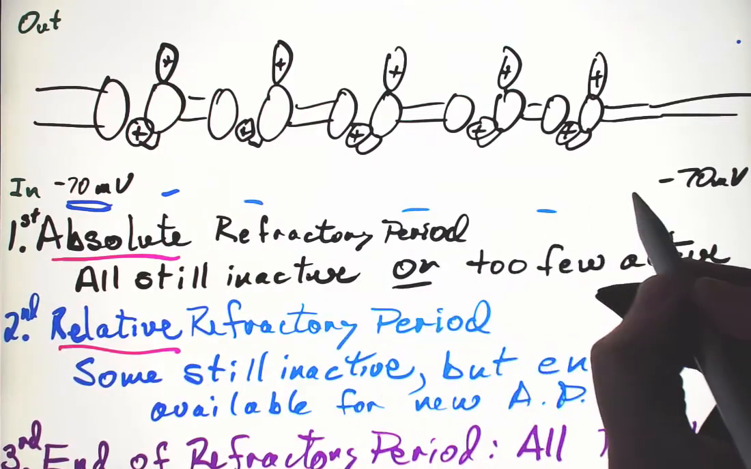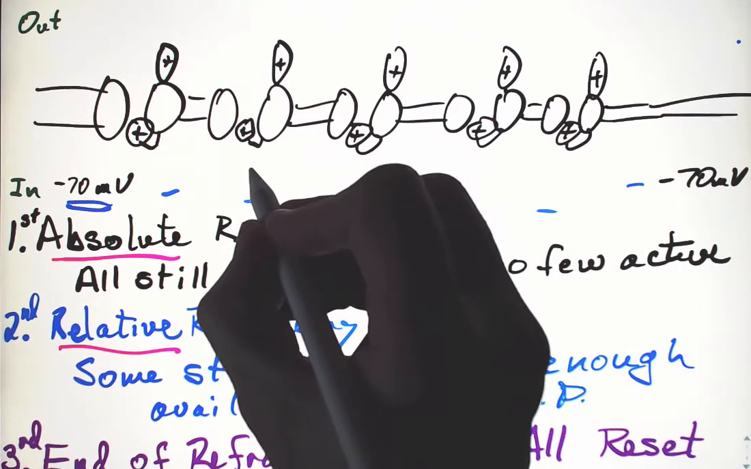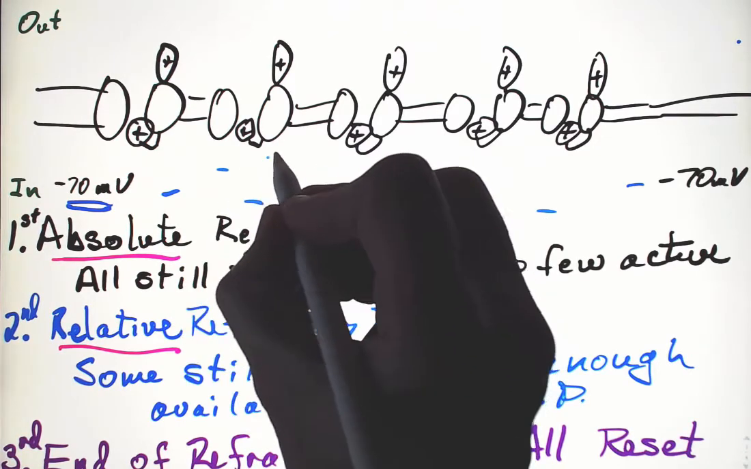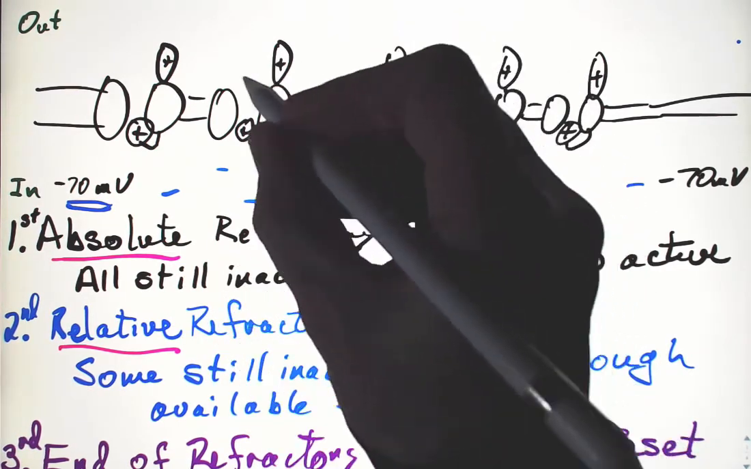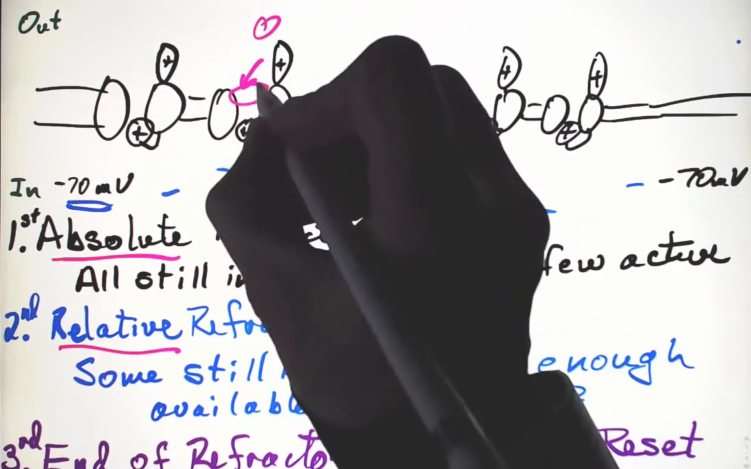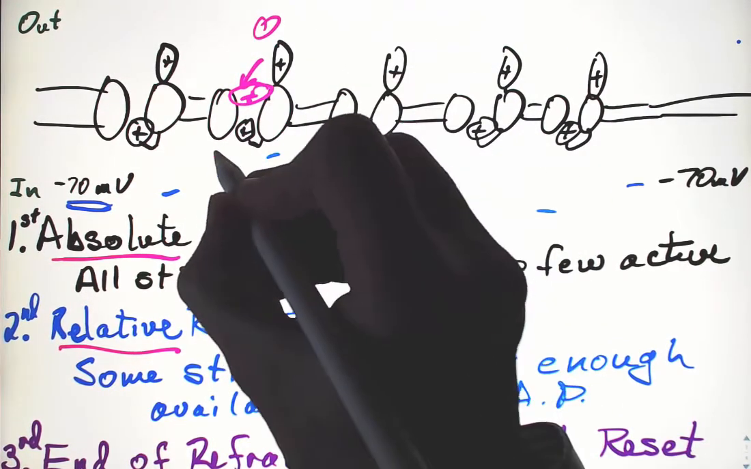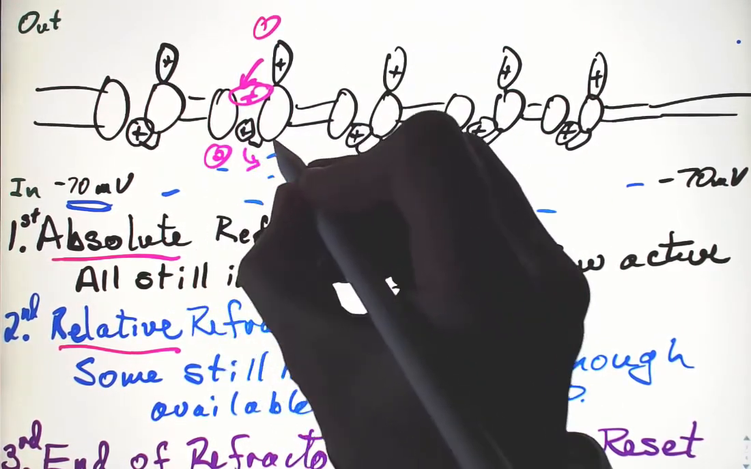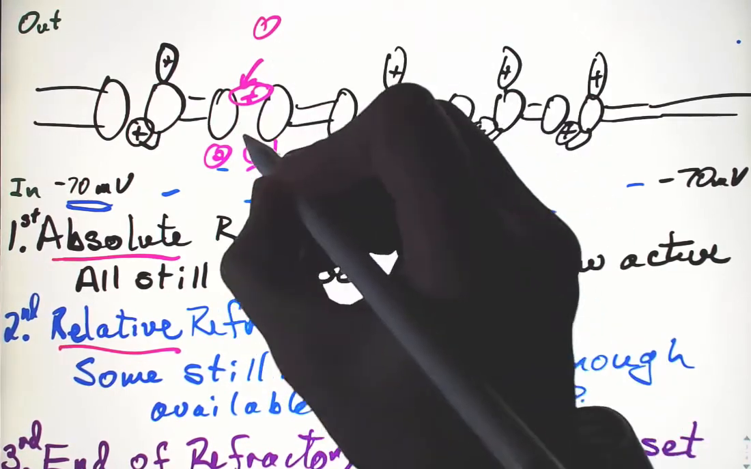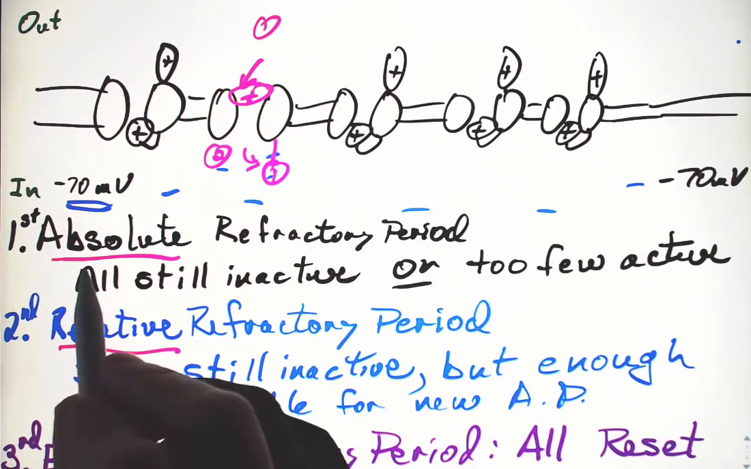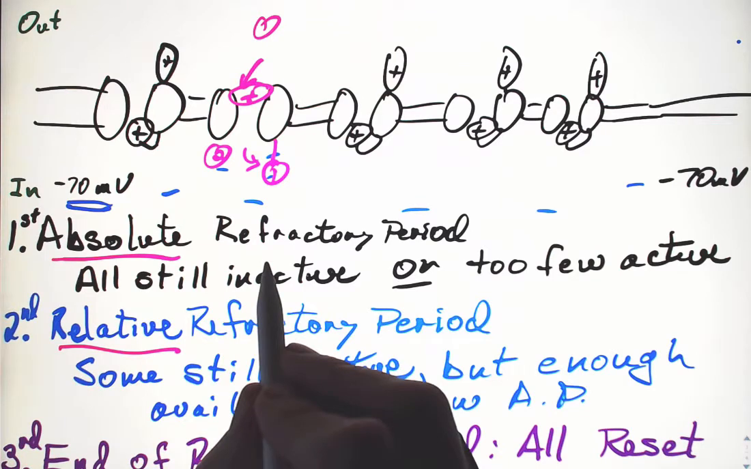Enough charge accumulating that some of these will start to open. They don't all open at the same time. It depends upon the local charge and random molecular motion. Let's say that this one happens to have a little bit more negative charge near it than the others. First, the activation gate closes. 2, the inactivation gate opens. Now this one is reset, but we're still in the absolute refractory period.